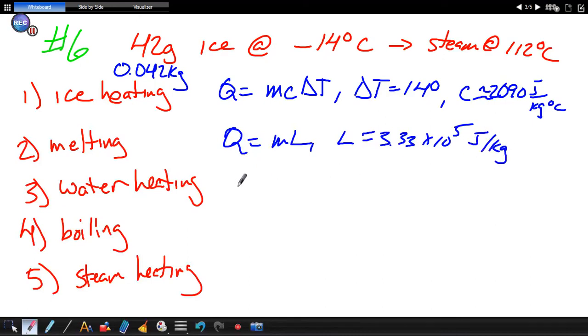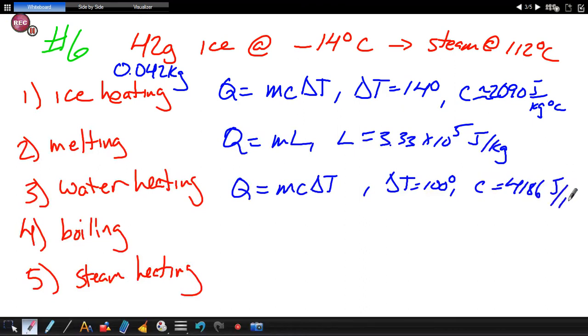Then we have water heating. Q is MC delta T. We're going from the freezing point to the boiling point. Delta T is 100 degrees, and C is 4186 joules per kilogram degrees Celsius.